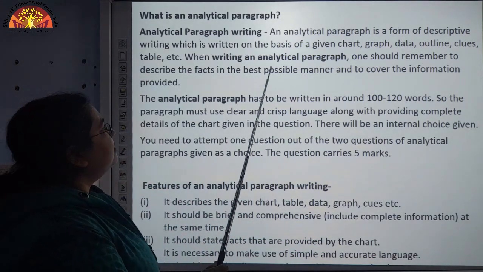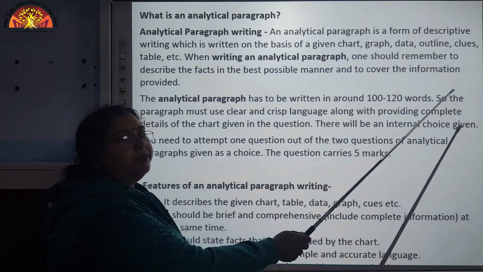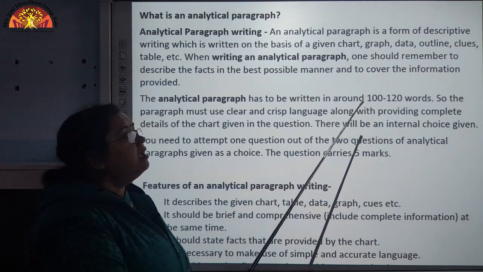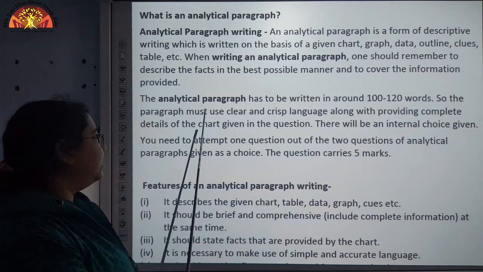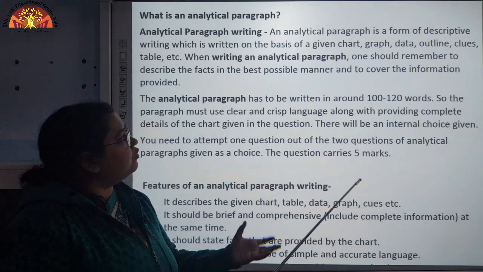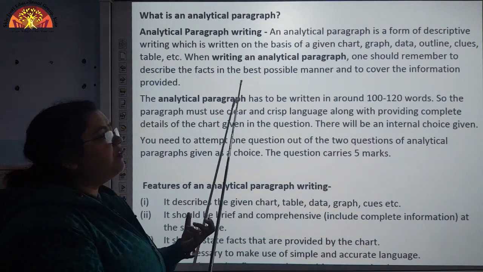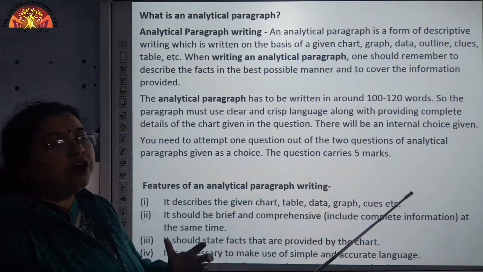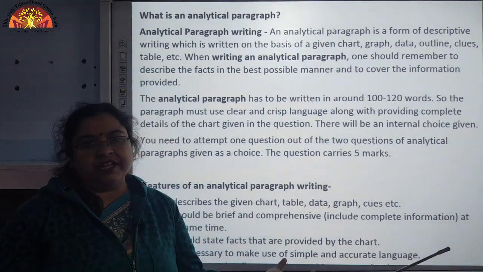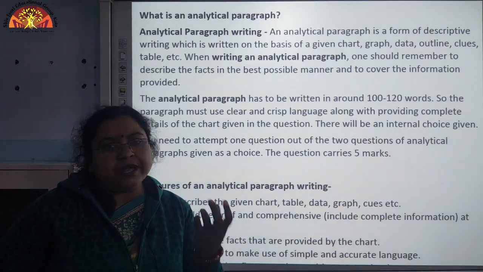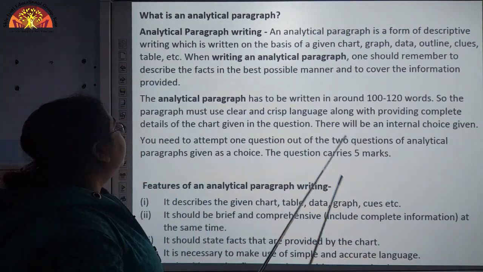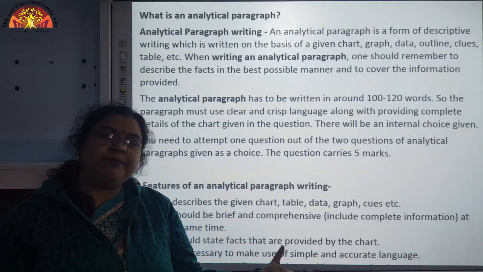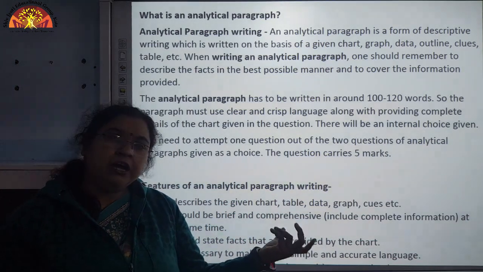So when writing an analytical paragraph, one should remember to describe the facts in the best possible manner and to cover the information provided. So that means you have to describe the various facts which are given in the question. And another aspect is how you are going to present that information in text form, that means in a paragraph form, and you have to cover all the aspects which are covered in that particular information shared in the question.